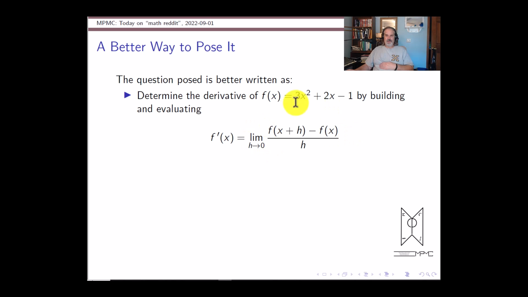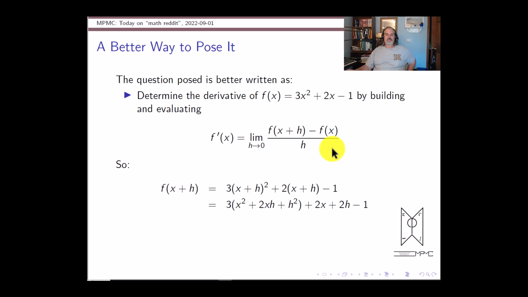Now, how do we evaluate this? Well, we just build this thing and then ask what happens as h goes to 0. So at this point, it's algebra. So f of x plus h, well, if f of x is 3x squared plus 2x minus 1, f of x plus h is 3 times (x plus h) squared plus 2 times (x plus h) minus 1. Let's expand those terms, and there's really not much that's going to happen to them.